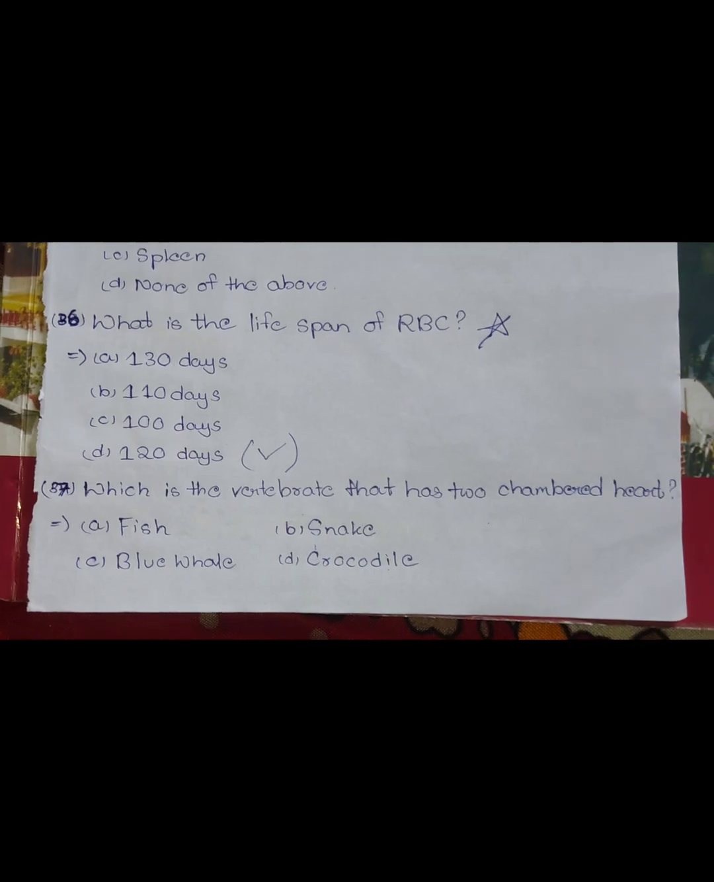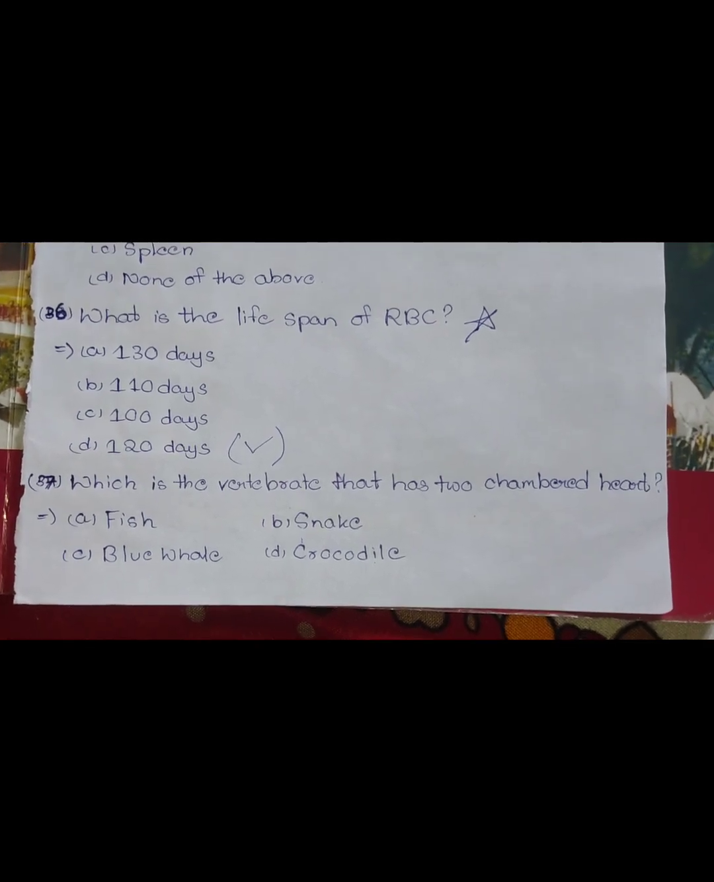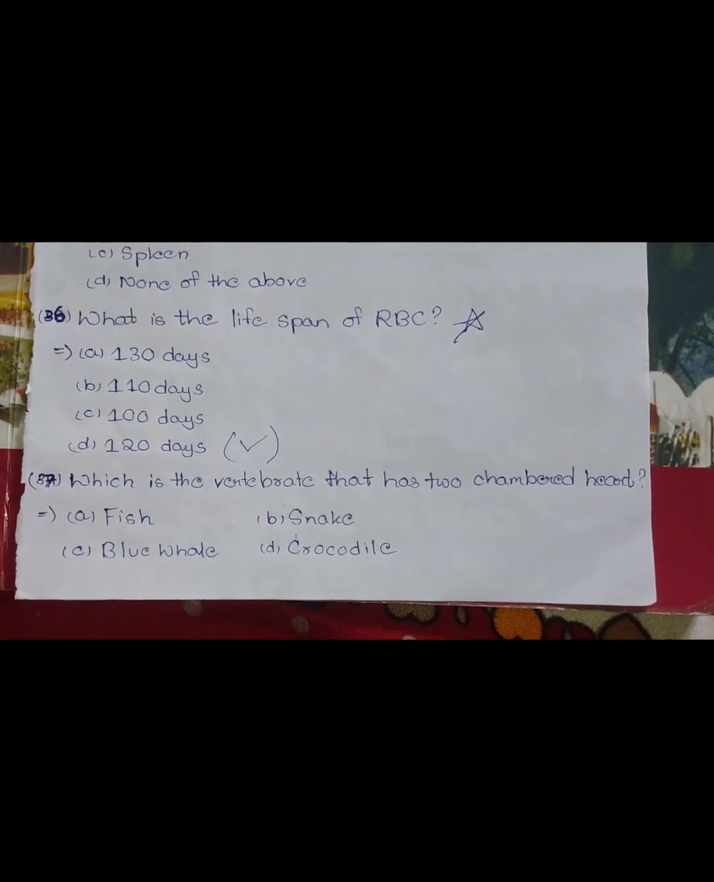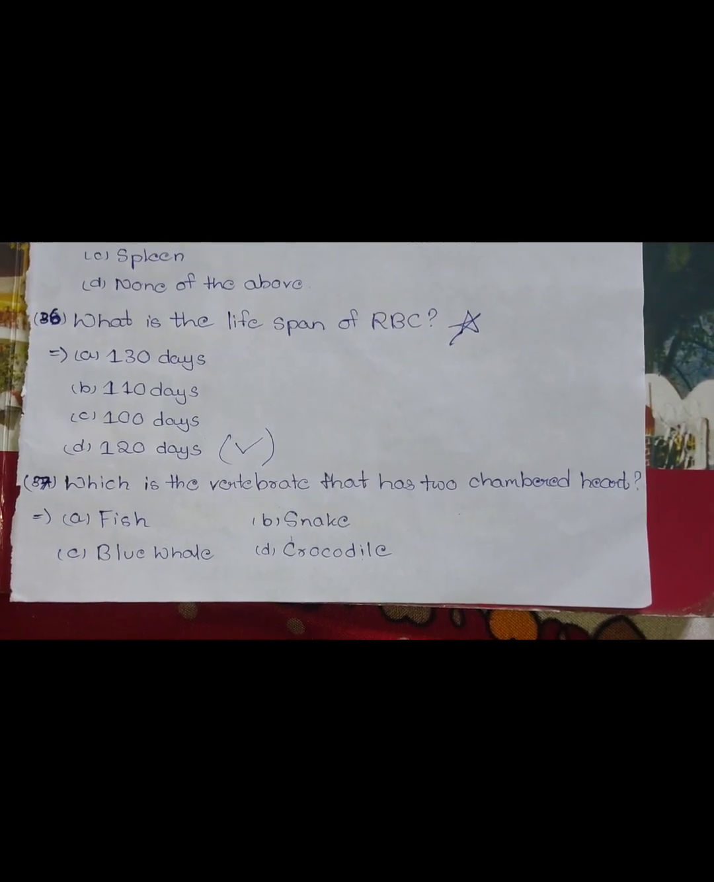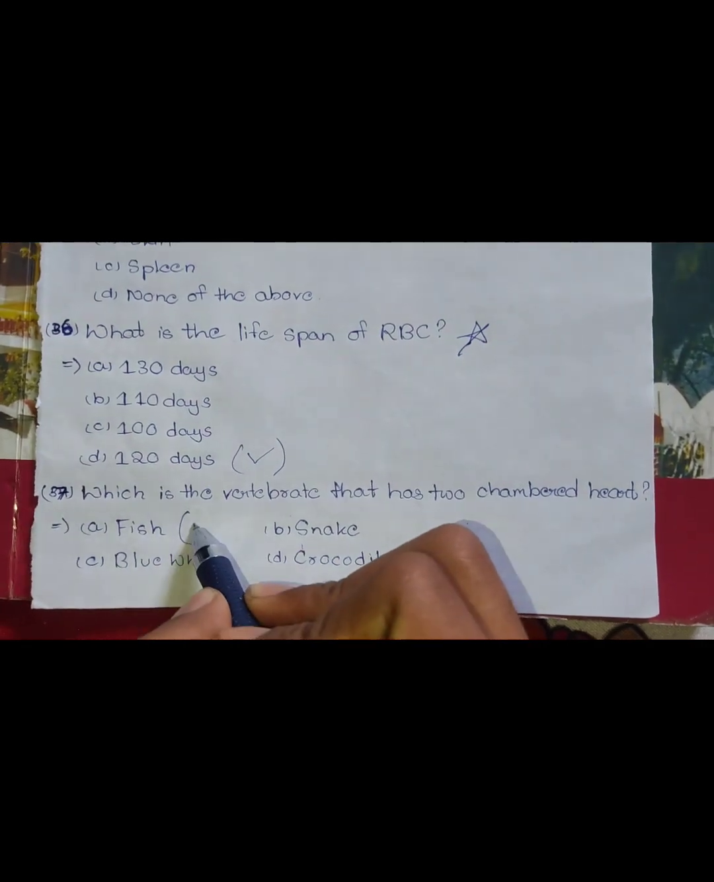Next question. Which is the vertebrate that has a two-chambered heart? Option A fish, option B snake, option C blue whale, option D crocodile. So the right answer is option A fish.